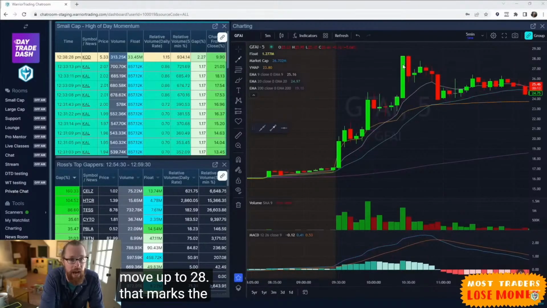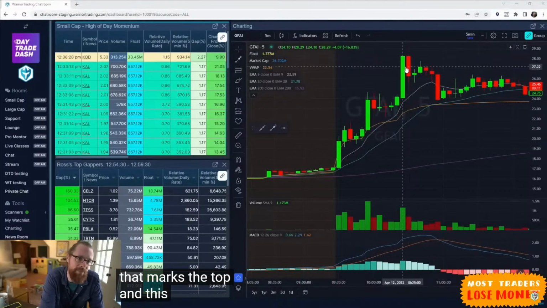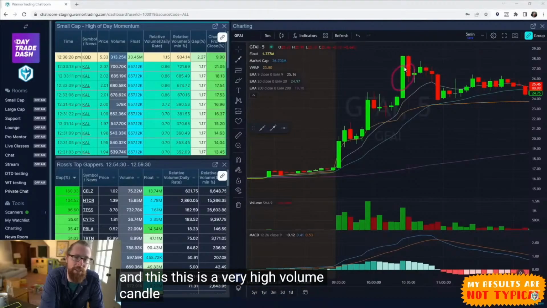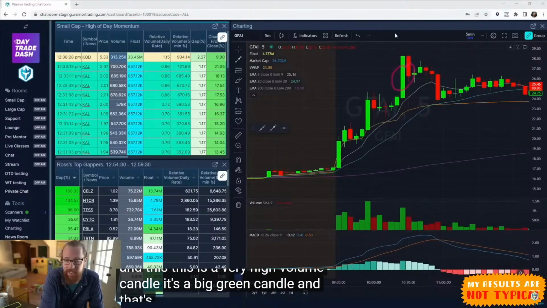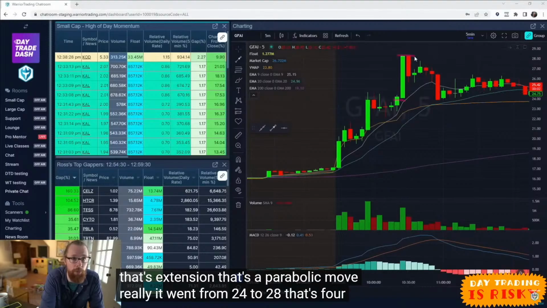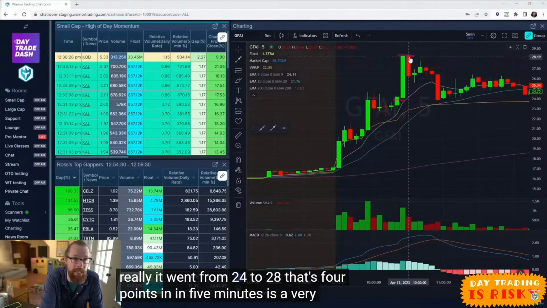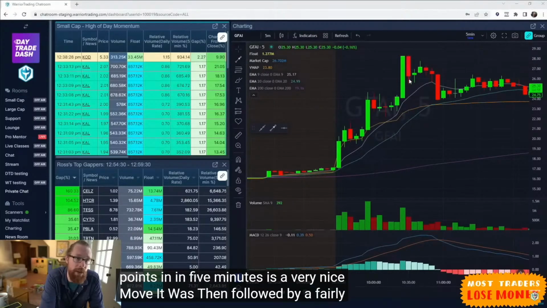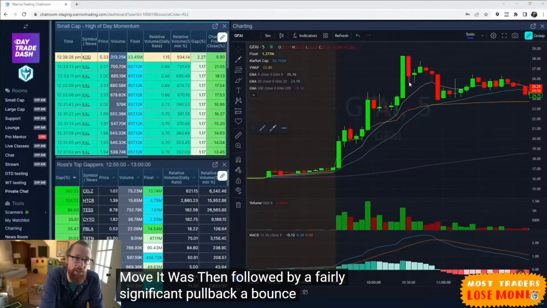That marks the top. And this is a very high volume candle. It's a big green candle, and that's extension. That's a parabolic move, really. It went from 24 to 28. That's 4 points in 5 minutes. It's a very nice move. It was then followed by a fairly significant pullback, a bounce back up.